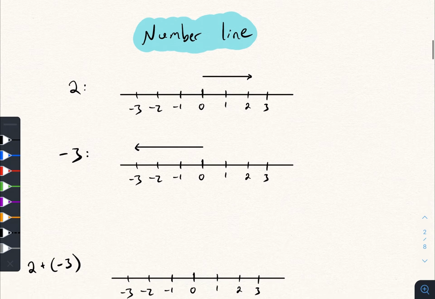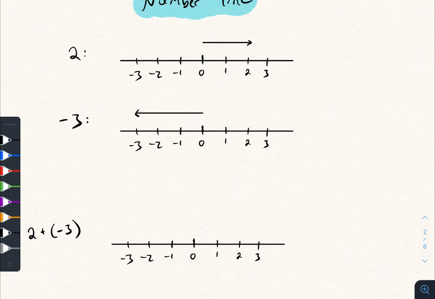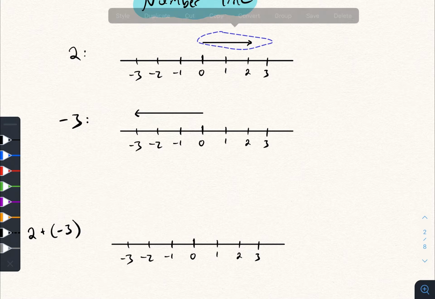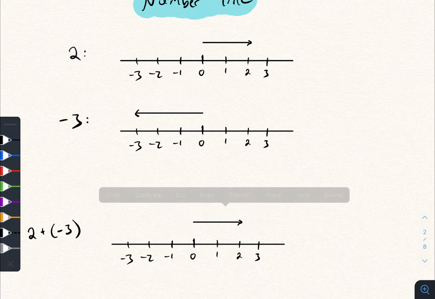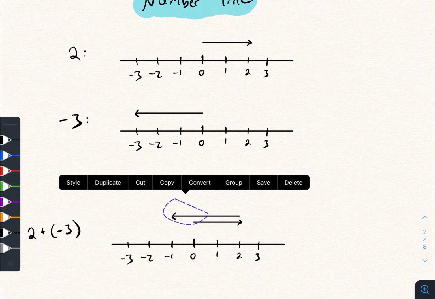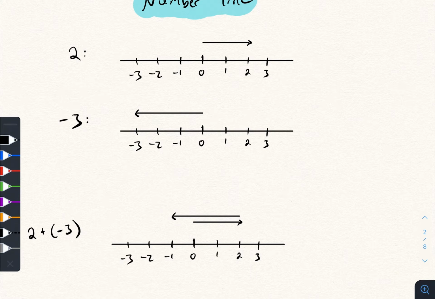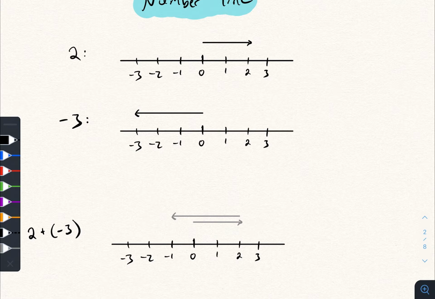And the number line is really good for addition. So if I wanted to do 2 plus -3, I can really just concatenate these arrows. So I start with 2, and then I take -3, and I just tack that on to the end of the arrow and see where I end up. And where do we end up? So let me just gray that out for a sec. So we end up pointing at -1. And so 2 plus -3 equals -1.